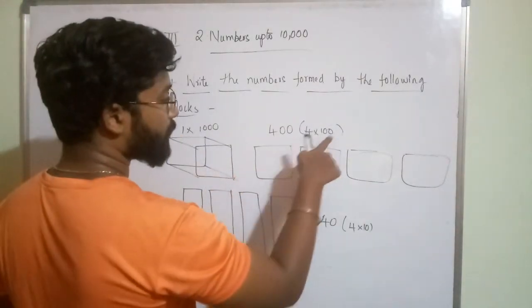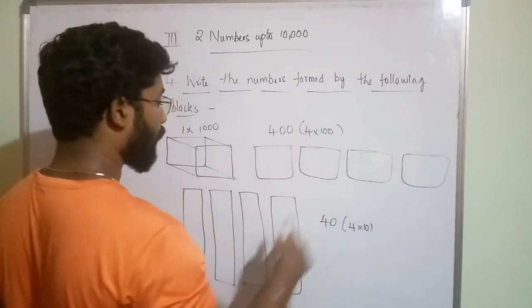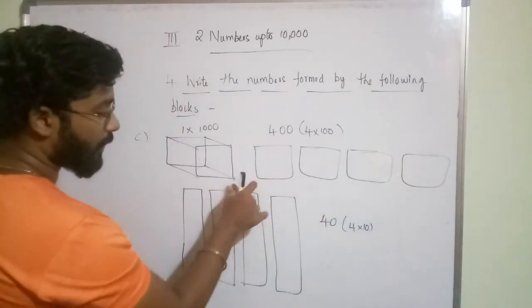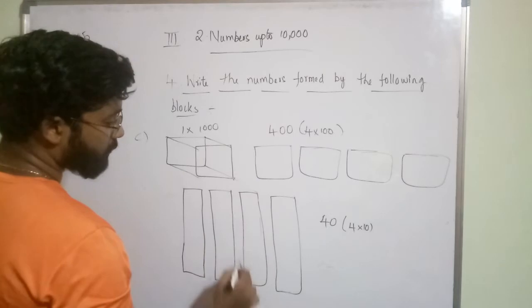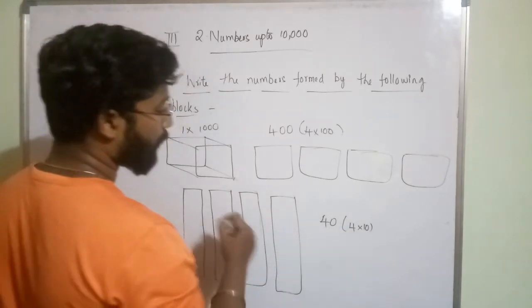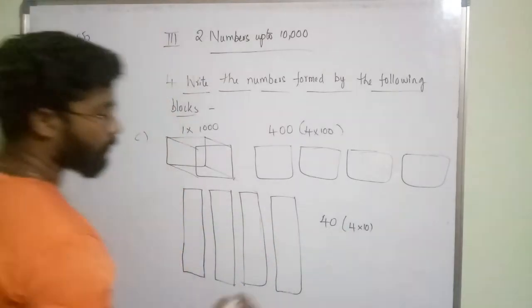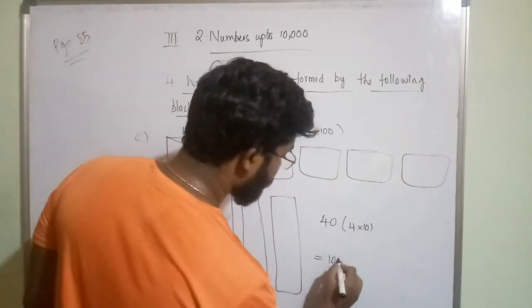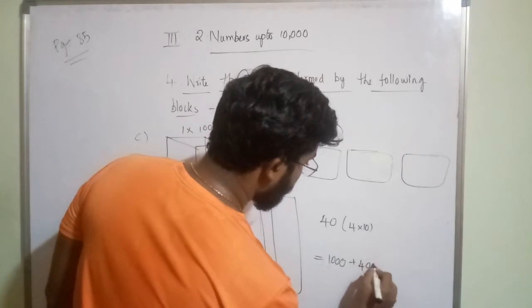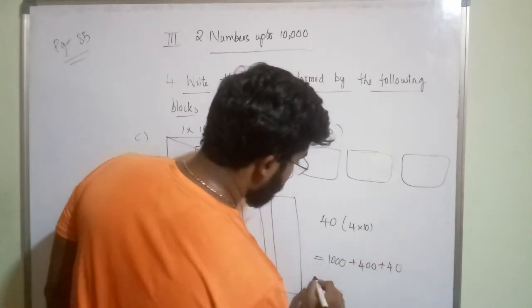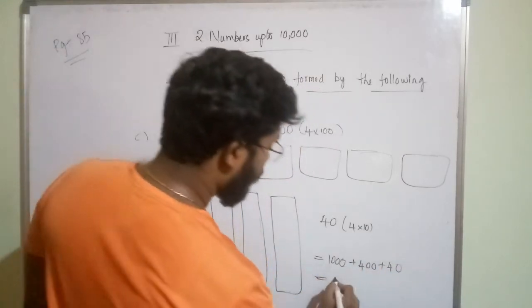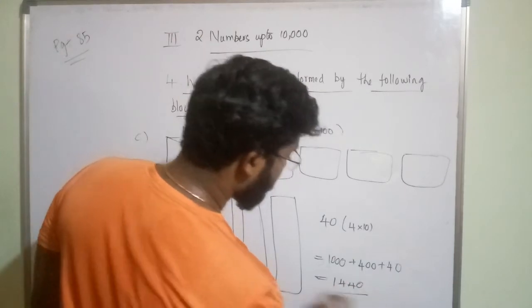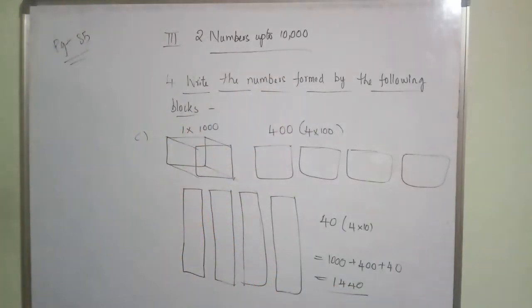This square value is 100. So you are having 4, no? 4 into 100. Each tall box value is 10. So 4 into 10, you are having 40. So what is the total number? Add this 1000 plus 400 plus 40. So, 1440. That is the answer. Clear?